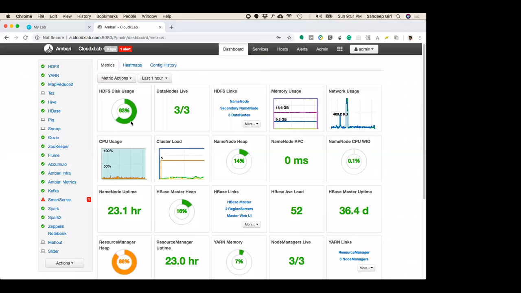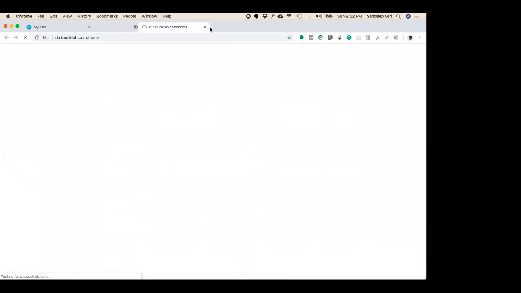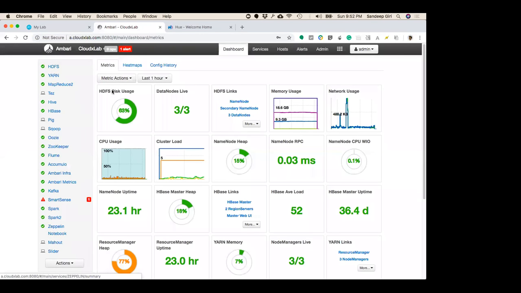So these are the various hosts that are active, and what you see here is the various components installed by Ambari. Now, the second software that we'll use often in the course is a tool called Hue. Using Hue, you can interact with the services of Hadoop. These are the various services that we have installed. We'll talk about each of them one at a time.